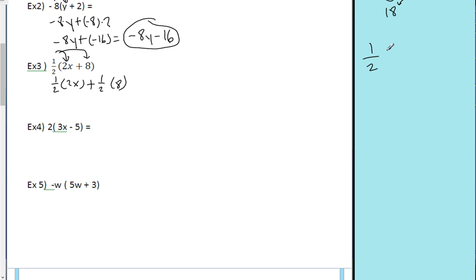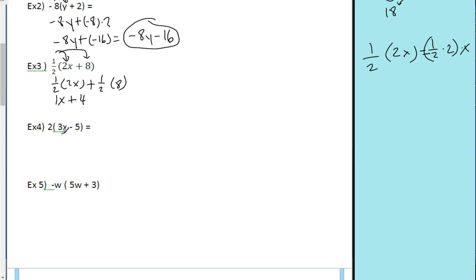1/2 times 2x. If I go back to the associative property of multiplication, you realize that I can change the parentheses to 1/2 times 2 times x based on the associative property of multiplication. Well, that means I can multiply the numbers first. 1/2 times 2. 2 divided by 2 is 1 times 1 is 1. So this becomes 1x plus 1/2 of 8 is 4.